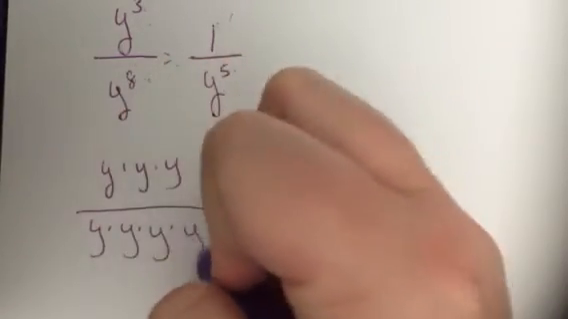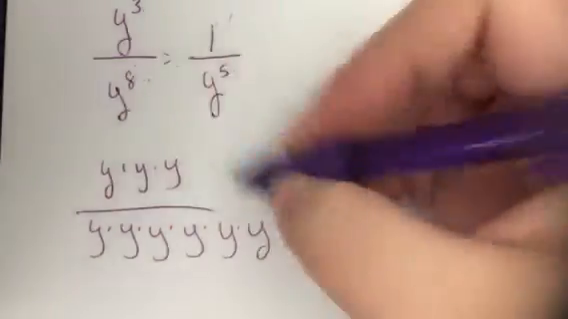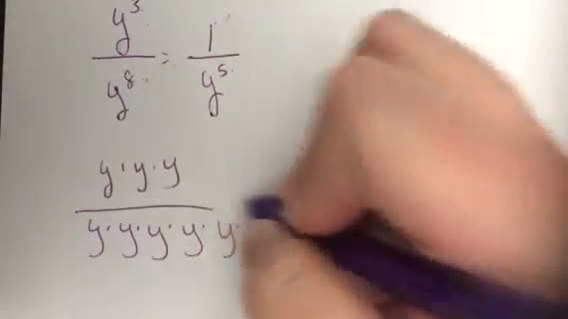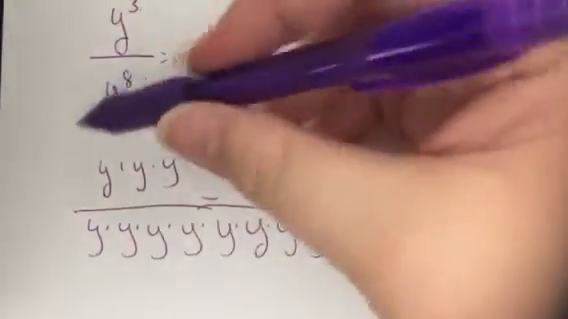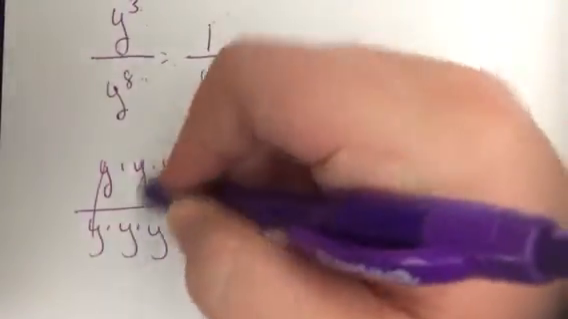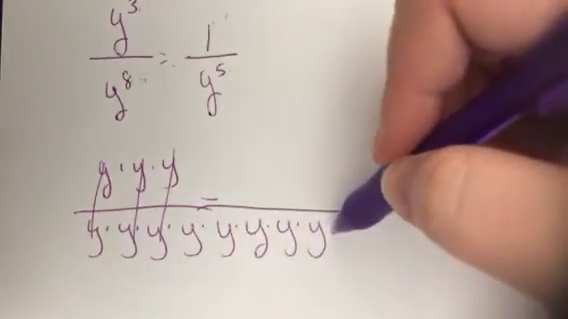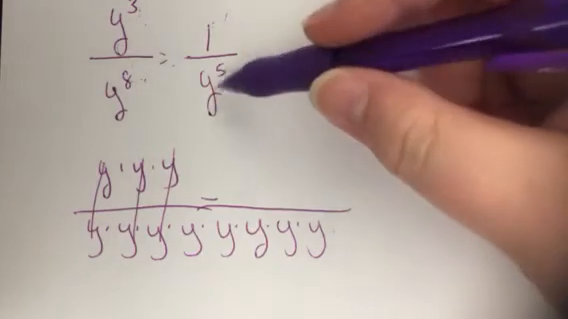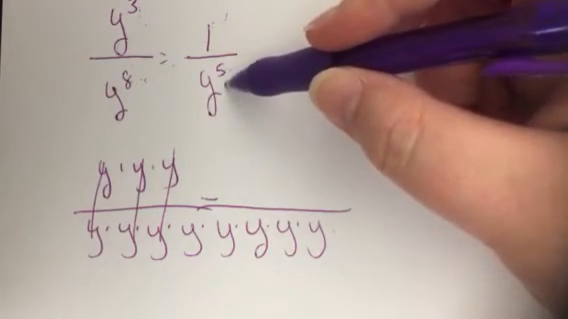If we look at it in expanded form, we have y times y times y over y, y, y, y, y, y, y, y. I think that's 8. All right, and again, we can just cancel out what we have in common in the top and the bottom. There's a y and a y, a y and a y, a y and a y, and 1, 2, 3, 4, 5 left in the bottom. So my solution is still 1 over y to the 5th.